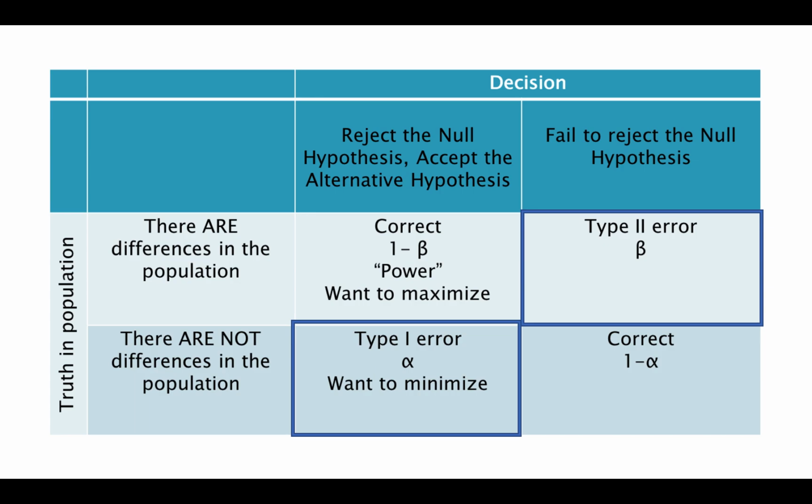We really try to minimize the chances of type 1 error, and that's where alpha comes into play, right? So alpha equals 0.05 means that we want to make it a 5% or less chance that we come to a wrong conclusion about whether or not there are differences. We're oftentimes willing to accept a bigger chance, in the form of beta, that we make a type 2 error.